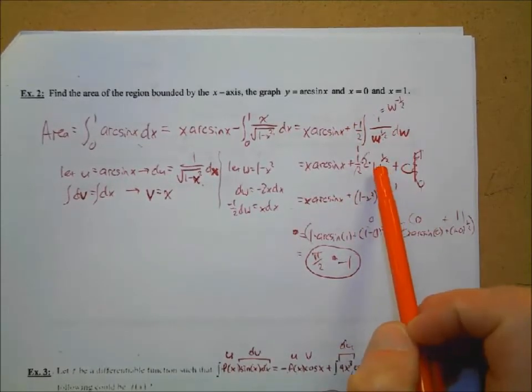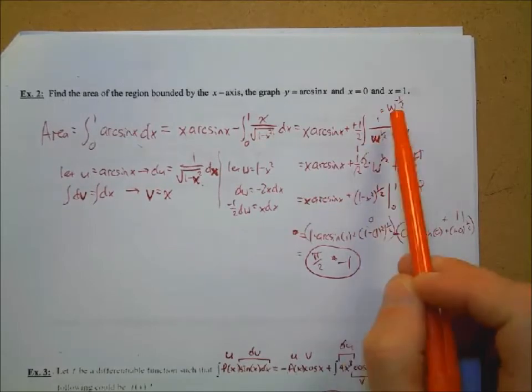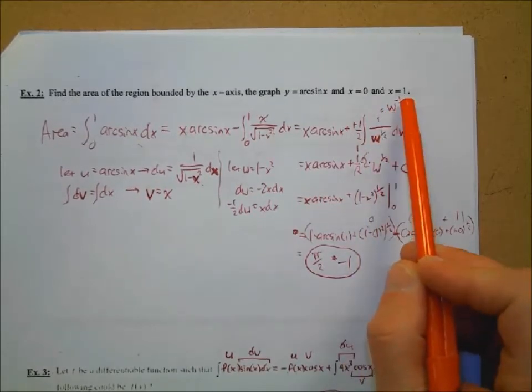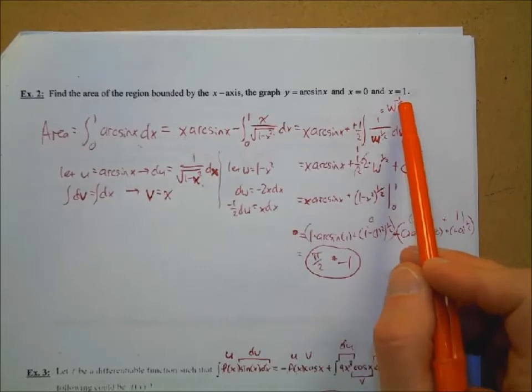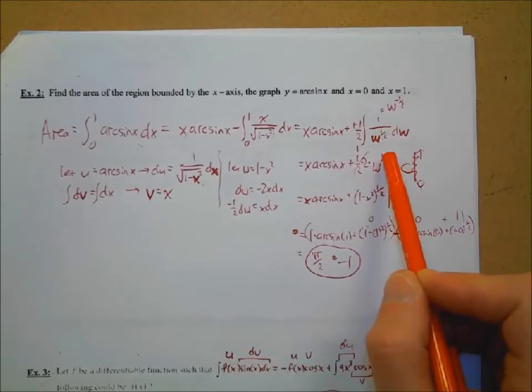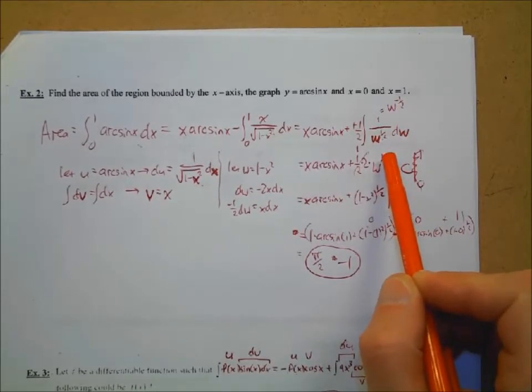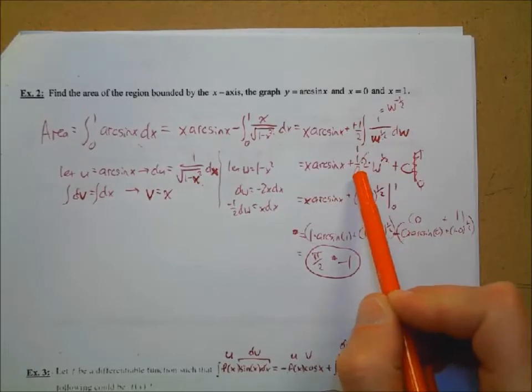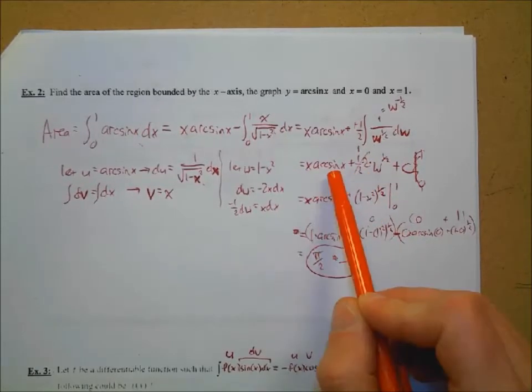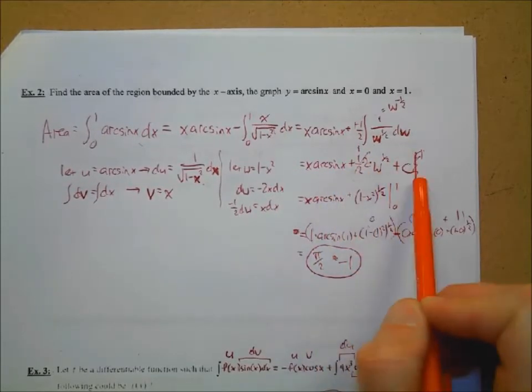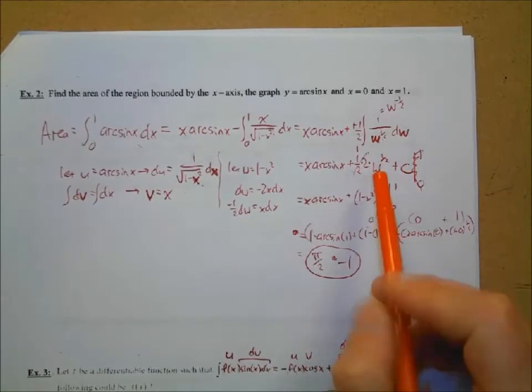Okay, 1 over w to the 1/2 is the same thing as w to the negative 1/2. So when I integrate that, we add 1 to negative 1/2, make it w to the 1/2, divided by the new power, divided by 1/2. Same thing as multiplying by 2. 2 times 1/2 cancels out, it's just 1. So we have x arc sine x plus w to the 1/2 plus c. We're going to re-substitute back in for the w there, 1 minus x squared.